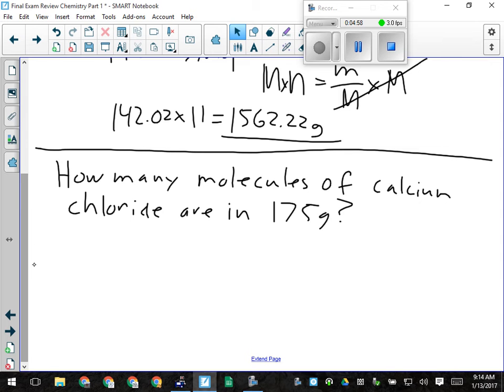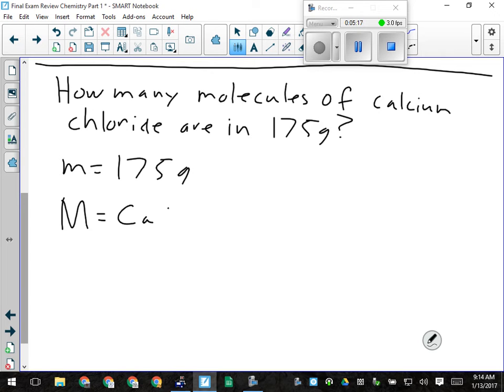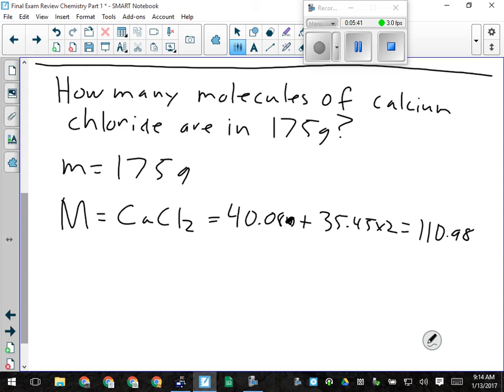In this case, my first step is to calculate the number of moles. Once I have the number of moles, I can multiply by Avogadro's number because Avogadro's number is the number of molecules in one mole. My givens are mass, 175 grams, and they tell me it is calcium chloride, which is CaCl2. So that's 40.08 plus chlorine, which is 35.45 times 2, which should give us 110.98 grams per mole.